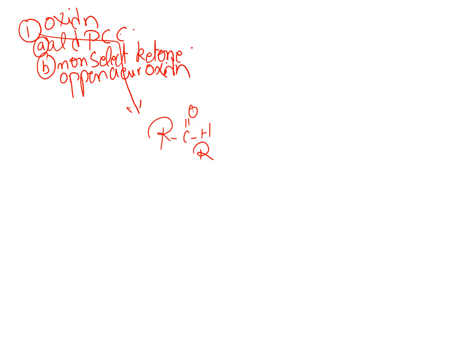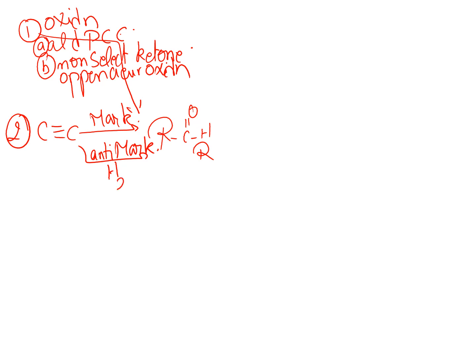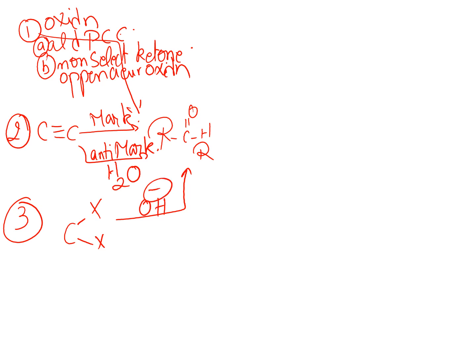The second method was from alkynes. You can run a Markovnikov or anti-Markovnikov addition of water, which will end up into the aldehyde or ketone. Then the third type was the geminal dihalides, where you could perform nucleophilic substitution of the halogen using a hydroxyl group, giving the geminal diol, and then it is converted spontaneously into the aldehyde and ketone.